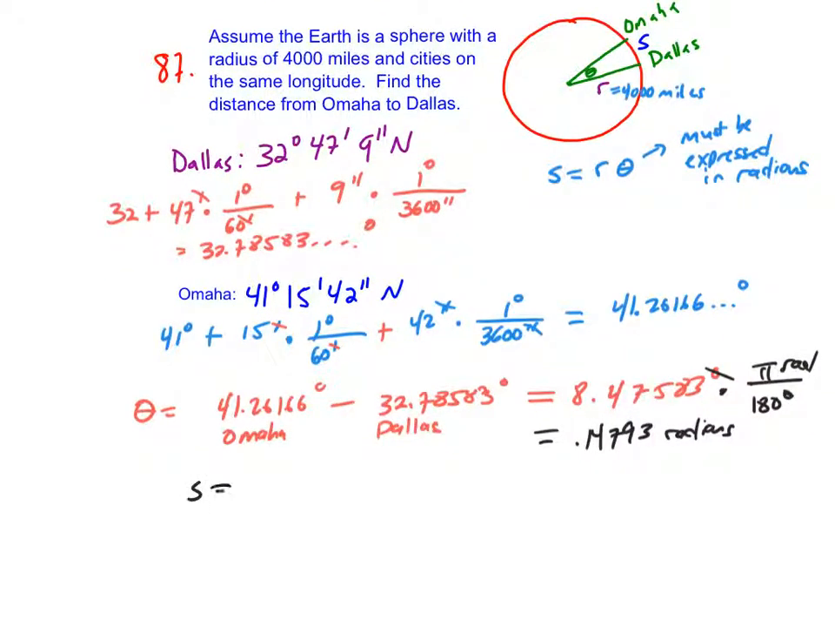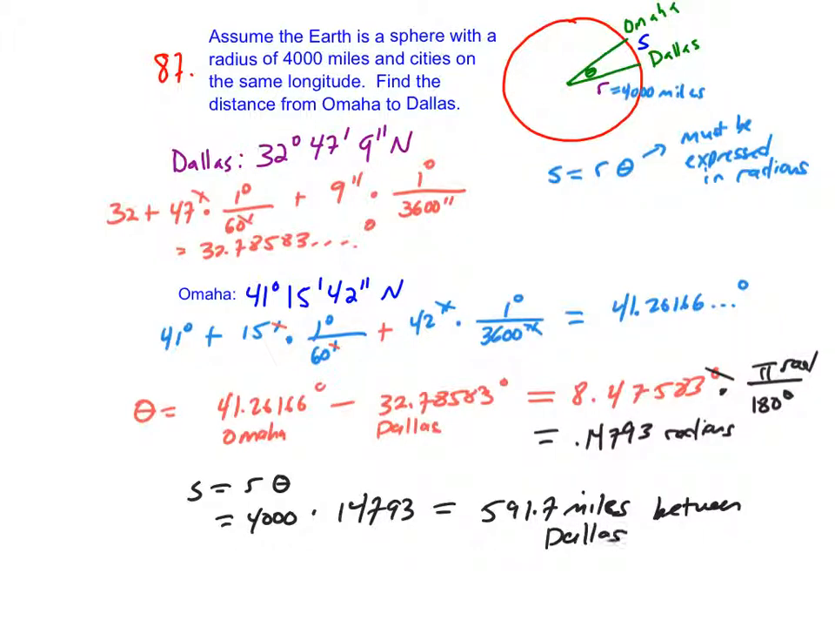So we know that S is equal to r theta. The radius of the Earth is 4,000 miles times the angle in radians, 0.14793, is going to give us the distance between Dallas and Omaha is 591.7 miles. And that's using the arc length formula to find the distance between these two cities.